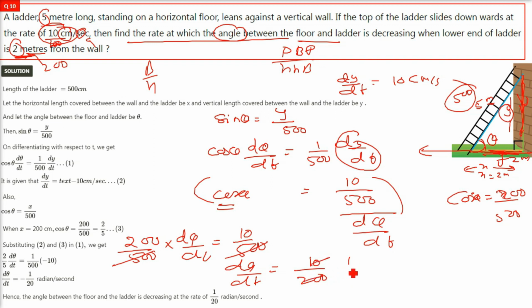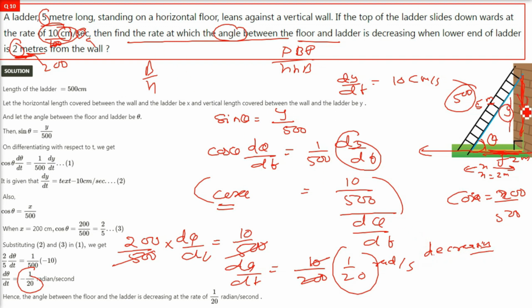Now you will get it in negative. You don't have to write negative, it's up to you. You can just write that the angle between the floor and the ladder is decreasing at the rate of 1 by 20 radian per second. If you have written decreasing, negative is not required. If you have not written decreasing, you just want to put it in numbers, it has to be followed by a negative number.